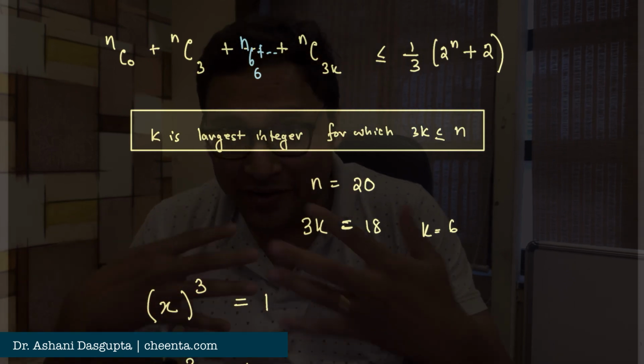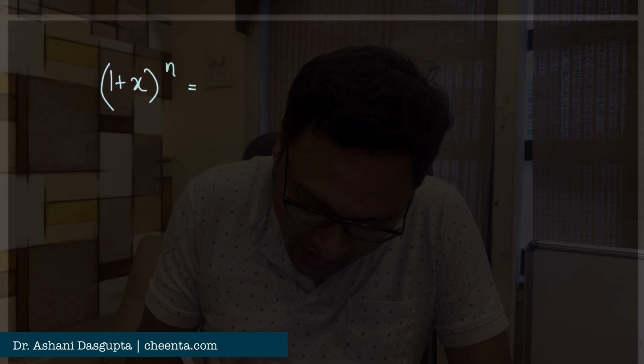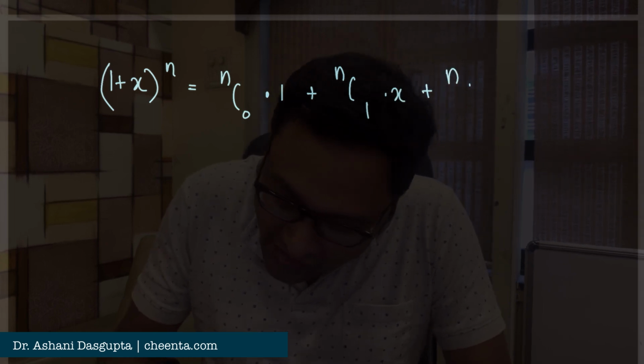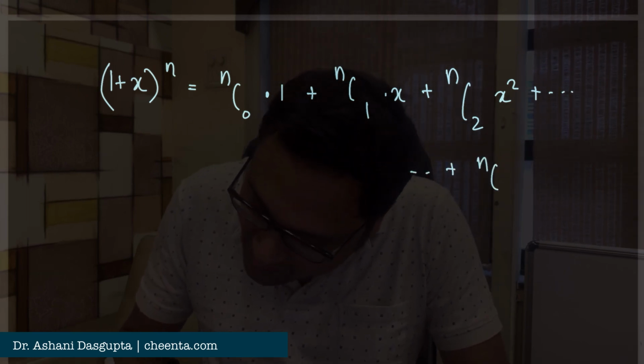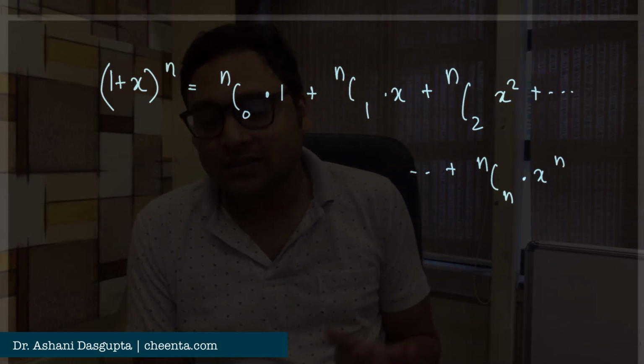So let's see how it all works out. We'll start with a very simple binomial expression, (1 plus x) raised to the power n. Okay, so what is this? This is 1 plus x. Actually, let me write it a little bit differently: n choose 0 into 1 plus n choose 1 into x plus n choose 2 into x square, like this, up to n choose n into x to the power n. Right? So that's what this expansion is.